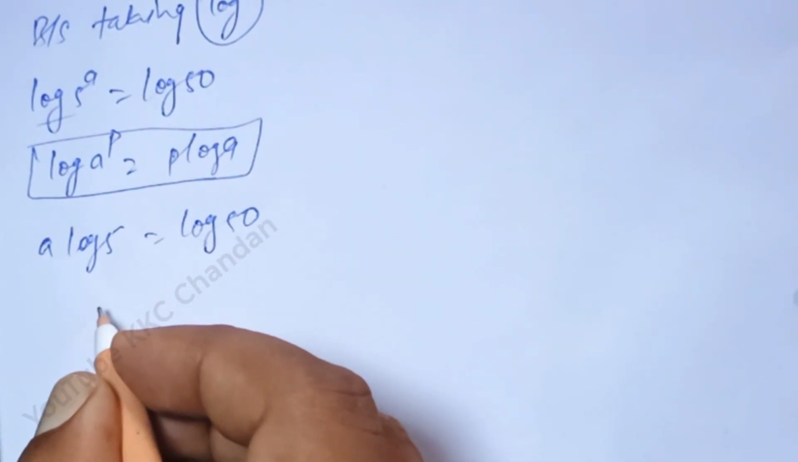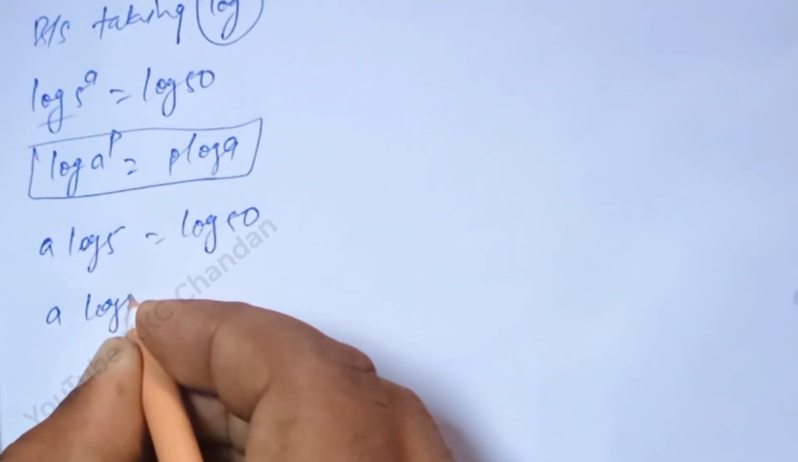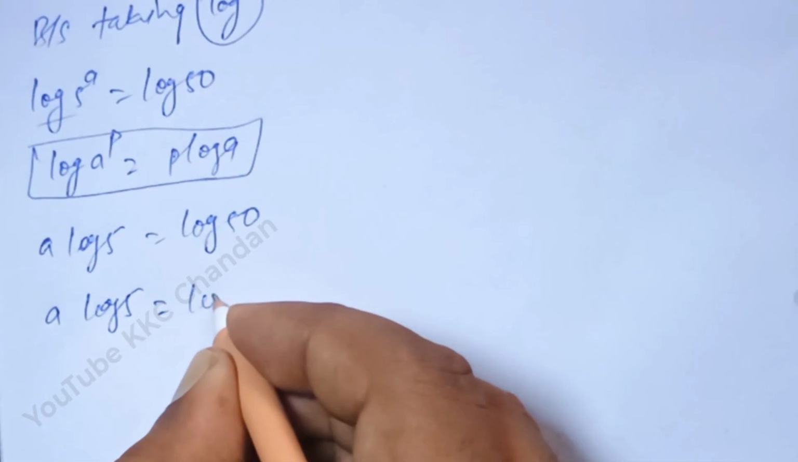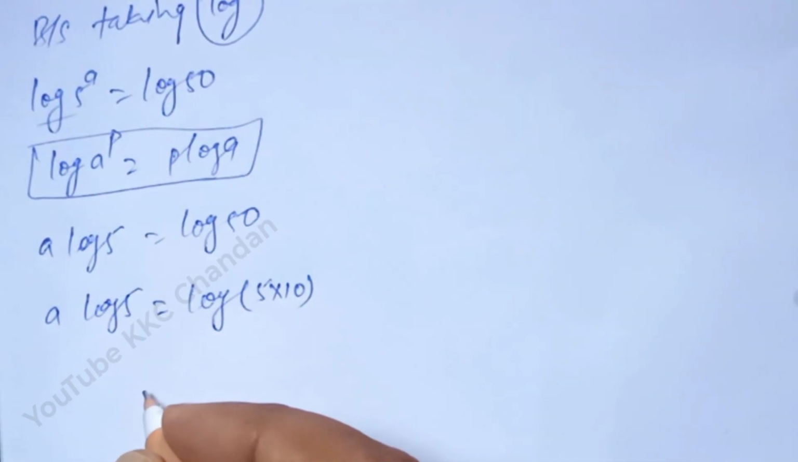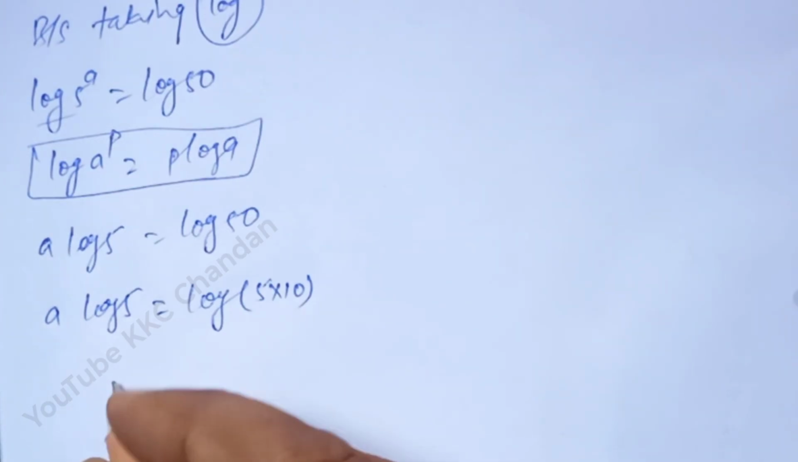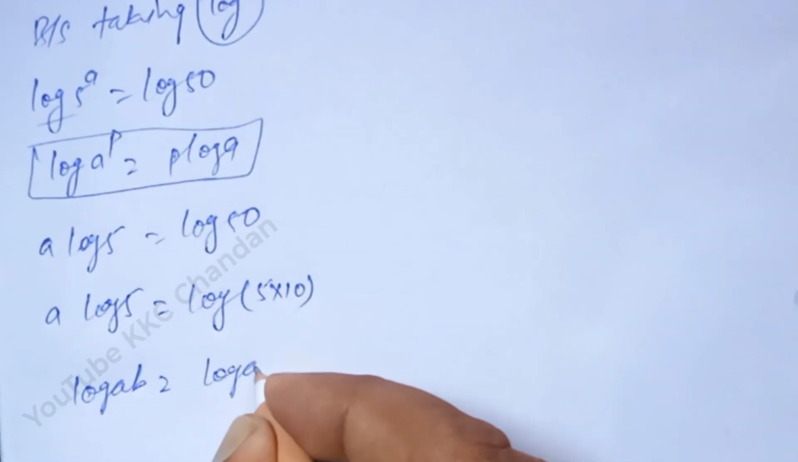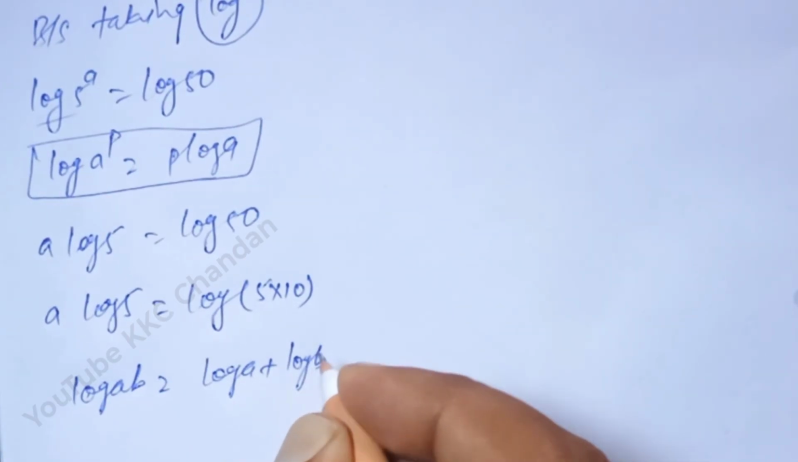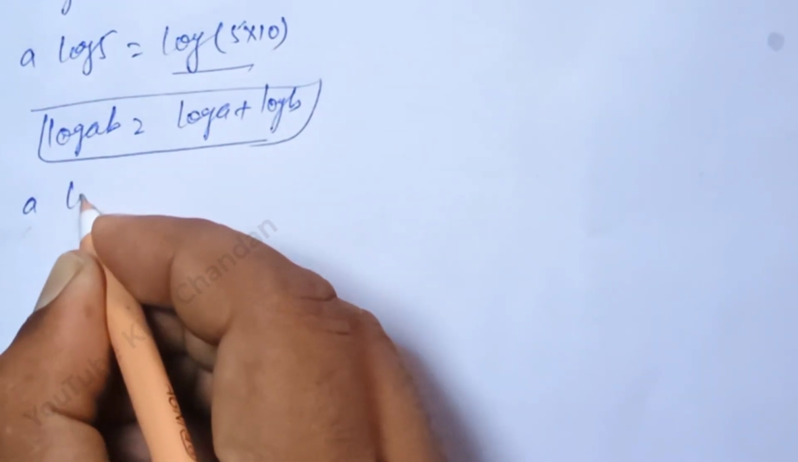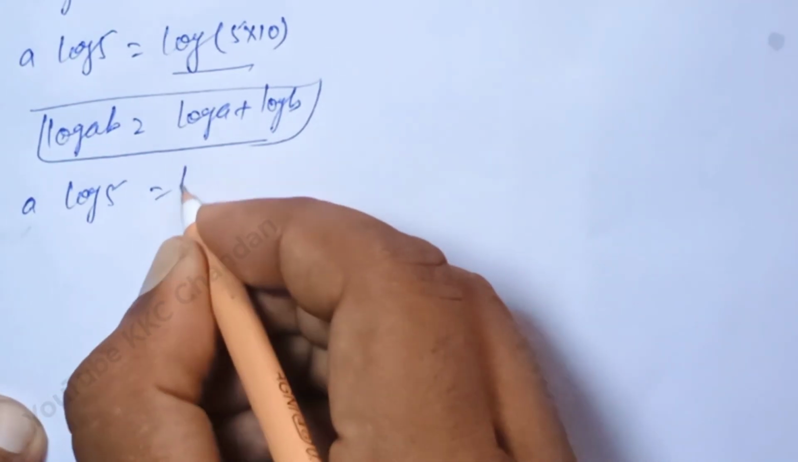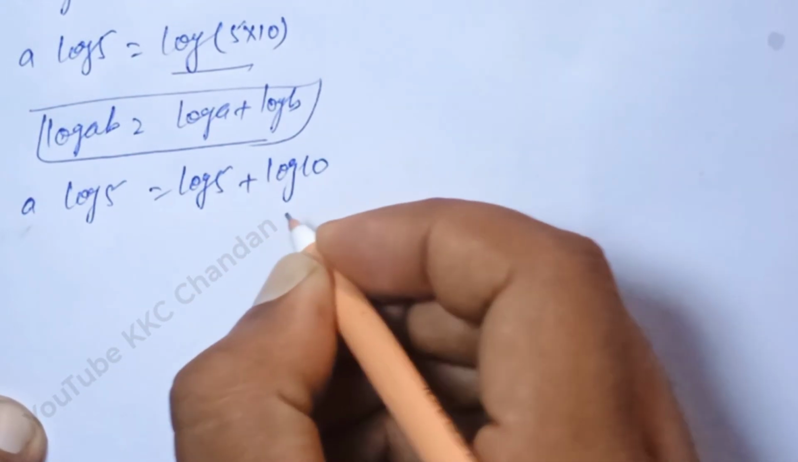After that, log 50 will be written as log of 5 into 10. We know that log AB is written as log A plus log B. This rule applies here. So A log 5 is equal to log 5 plus log 10.